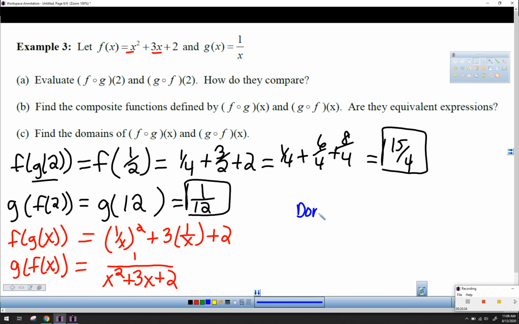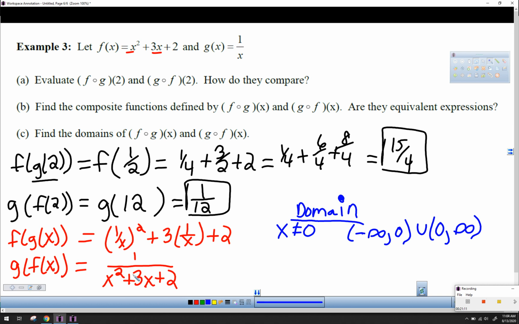So the domain, remember, when we're talking about domain, you look for restrictions. Restrictions can include radicals, where we don't want to have a negative number underneath the radical, which is not the case for either one of these. Or with fractions, you don't want the denominator to be equal to 0. Well, so for f of g of x, I notice I have 1 over x. This means that I do not want x to be equal to 0, because that would give me an undefined answer. So the way I'd write that with interval notation would be from negative infinity to 0, not including 0, and then from 0 to infinity.